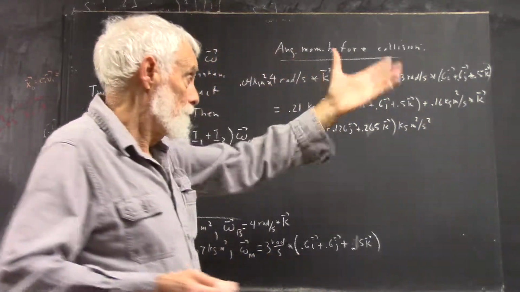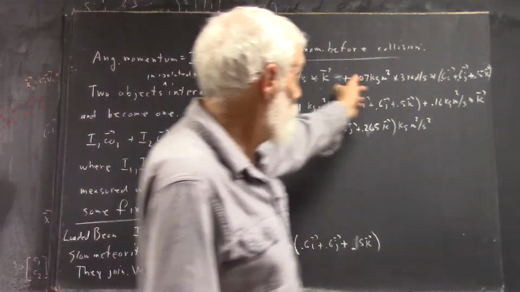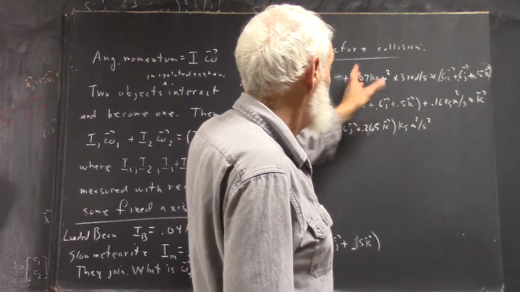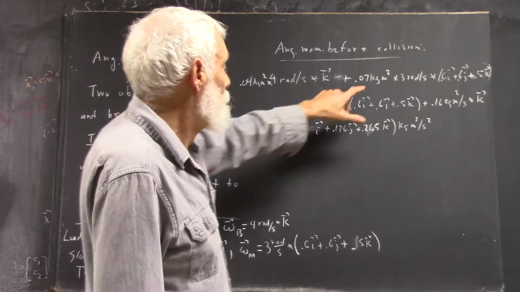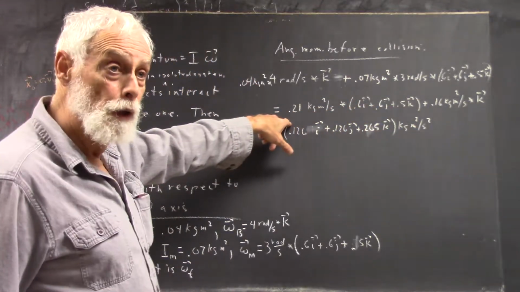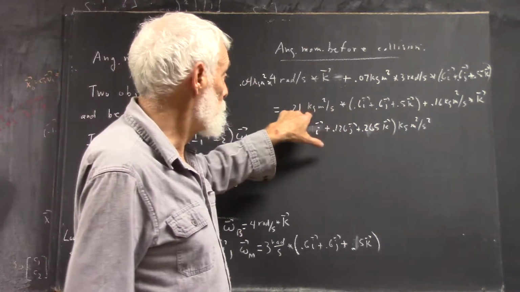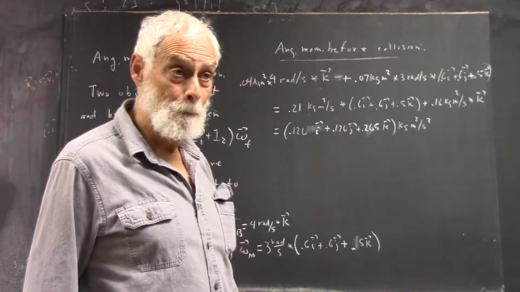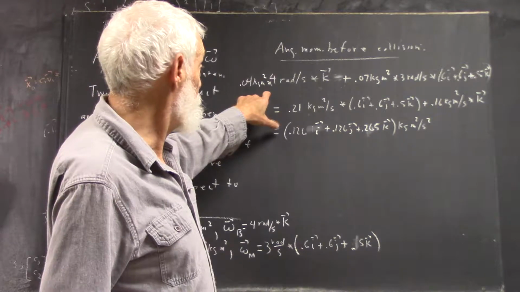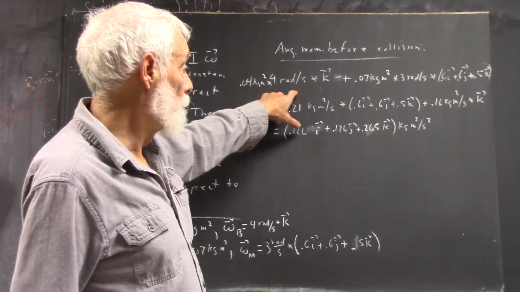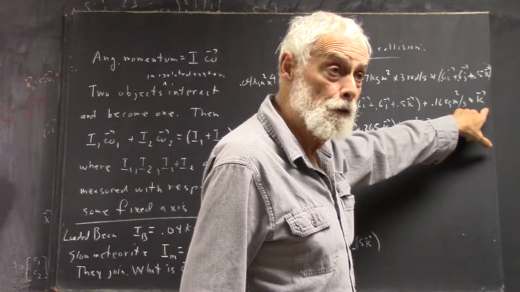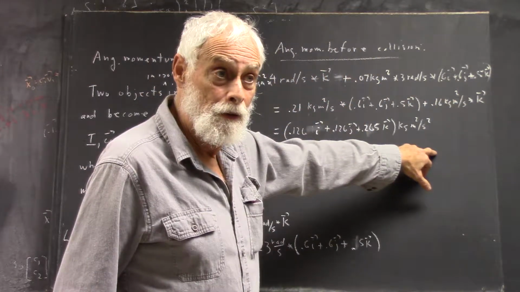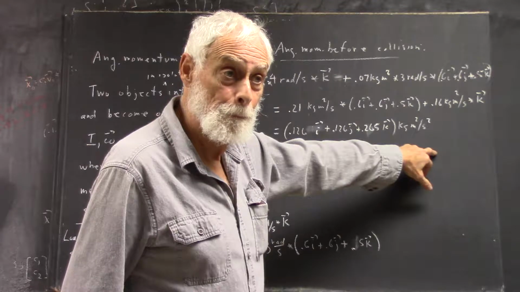So we just use the distributive law over here, and we've got this, but we multiply things out. 0.07 times 3 is 0.21. So for this one we get 0.21 kilogram meter squared per second times this vector, right? And this one is just 0.16 kilogram meter squared per second multiplied by the k vector. And we just collect our terms, and here's our angular momentum before collision, right?